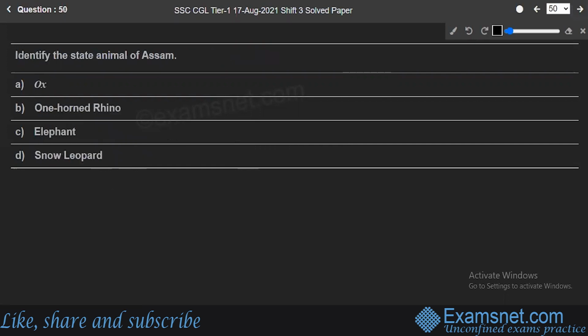Next is question number 50. Identify the state animal of Assam. Is it ox, one-horned rhino, elephant, or snow leopard? Yes, it is one-horned rhino. See, this is the state animal of Assam.